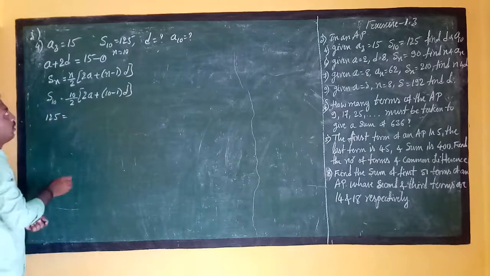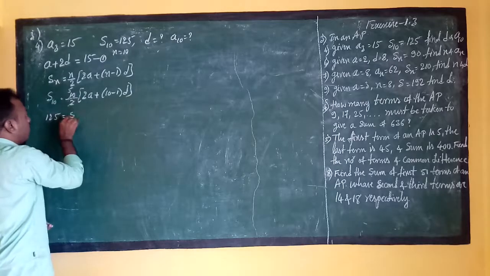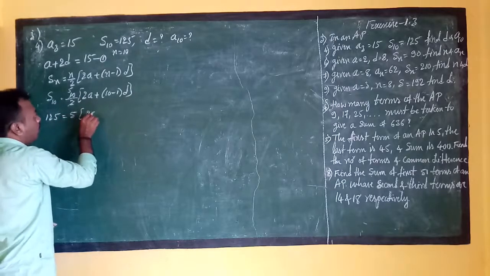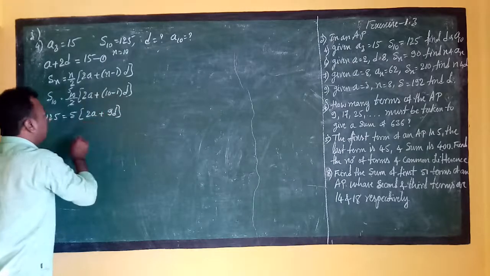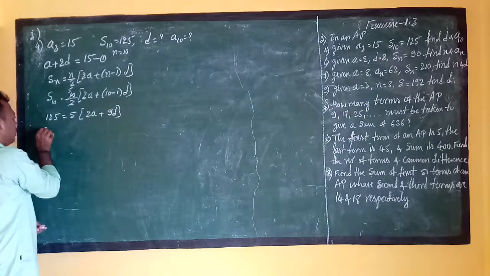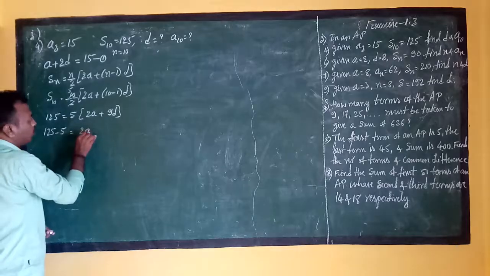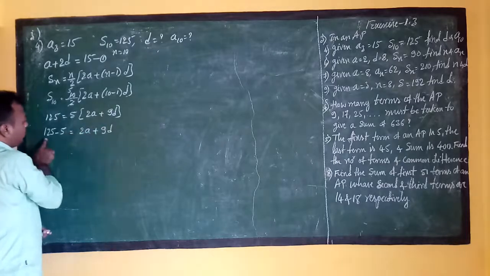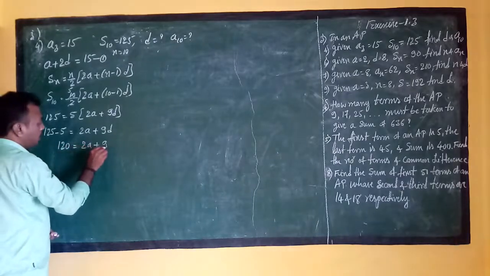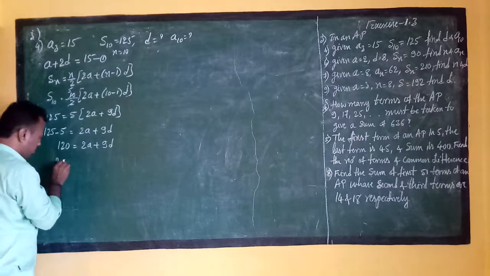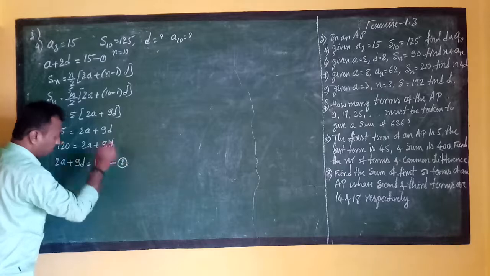I substitute 125. It is equal to, 2 fives are 10, so 5 is the remaining. Therefore 2a plus 10 minus 1, 9 into d, 9d. And then the 5 you have to send here to 125. It becomes minus, and remaining 2a plus 9d. So 125 minus 5, 120, is equal to 2a plus 9d. So 2a plus 9d is equal to 120. Call it number 2.